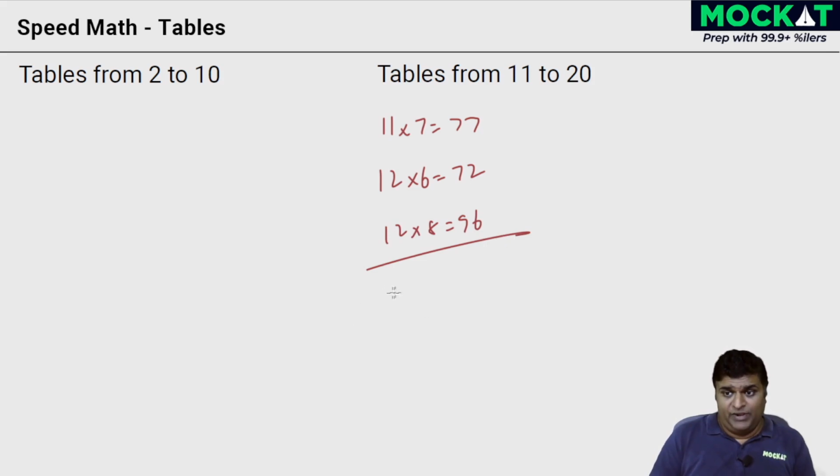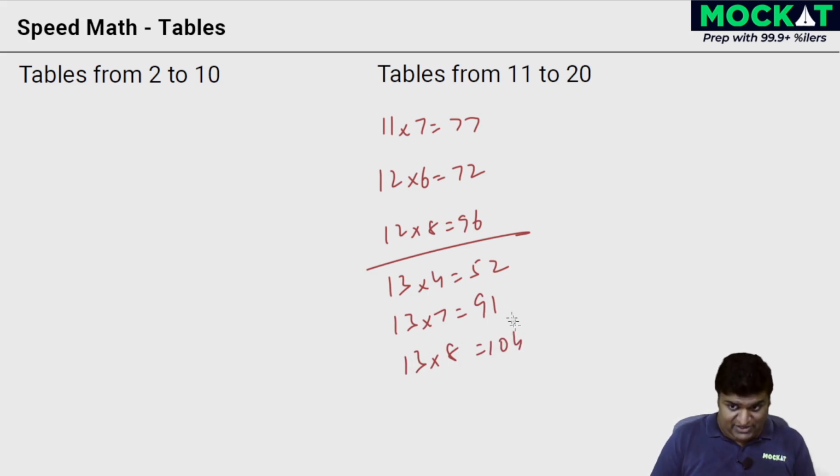But I need you to go beyond, and you should know the 13, 14, 15 and so on tables till 20. 20 is of course like the 2 tables with a 0 added. Let's say till 19. So in the 13 tables, you should know 13 into 4 is 52. That's the number of cards in a pack, a standard deck, 13 cards per suit and 4 suits. Or 13 sevens are 91, or 13 eights are 104. You have to hard memorize these.